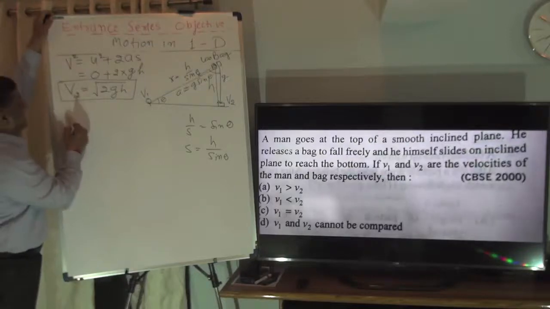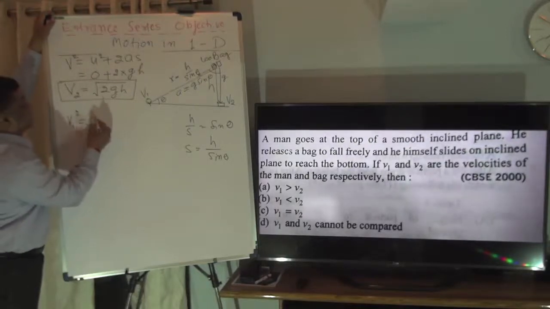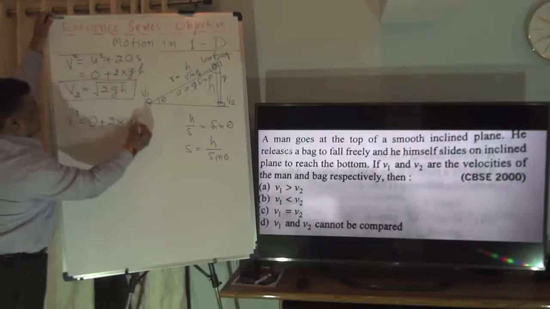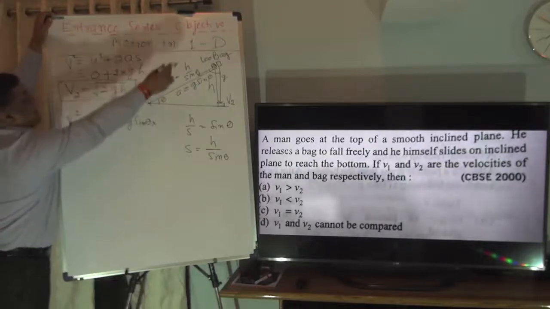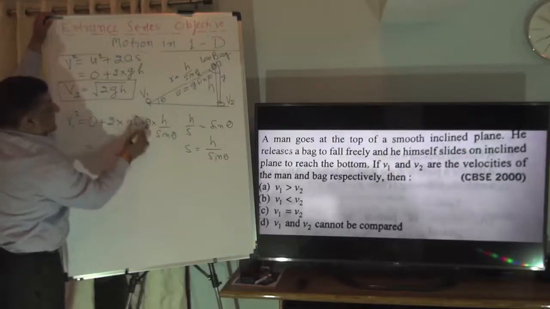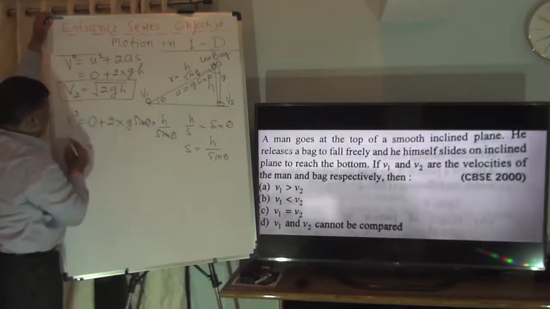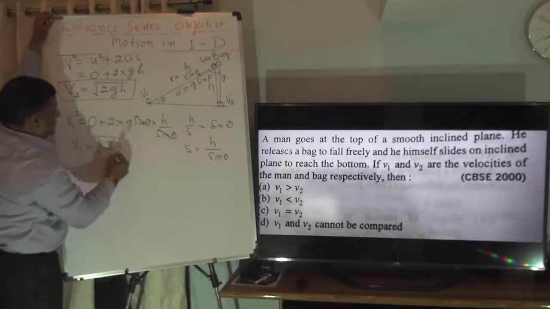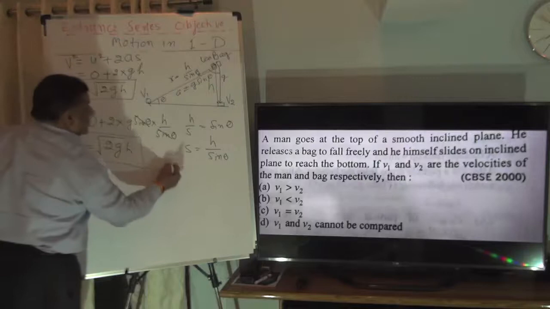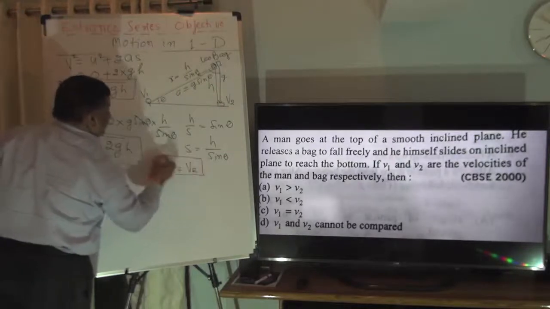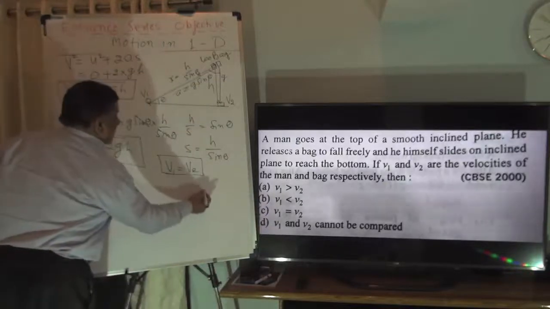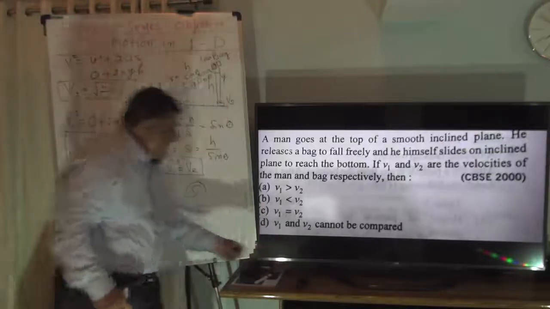So now what do we get? V1 square is equal to u square plus 2 into acceleration, here g sine theta, into displacement. Displacement is H upon sine theta. Here sine theta is cancelled. What we get? 2GH. So V1 is equal to root 2GH. Match the two. We get the same quantity. So V1 is equal to V2, and our option is C. C is the option and this is the correct option.